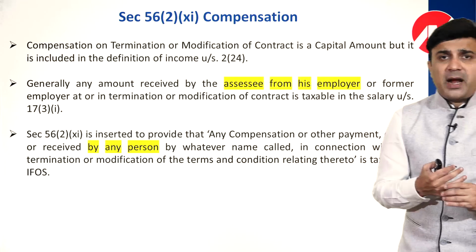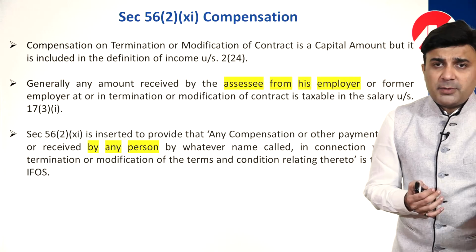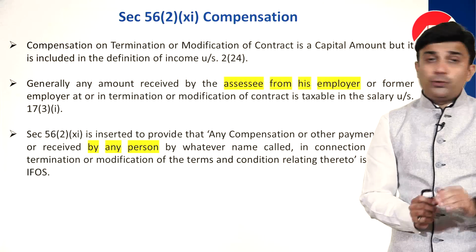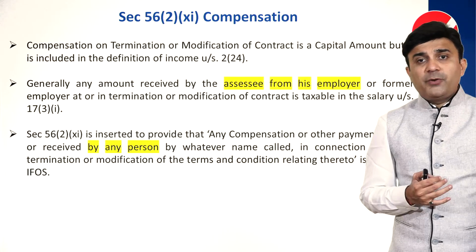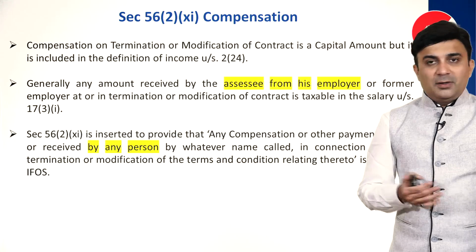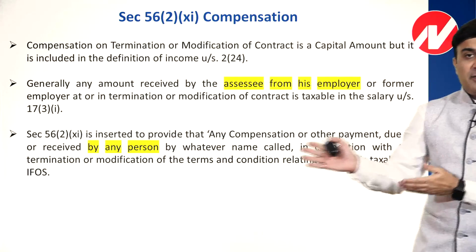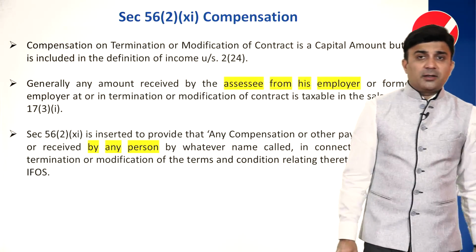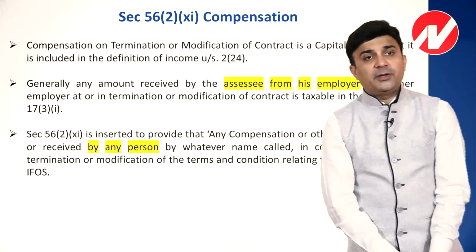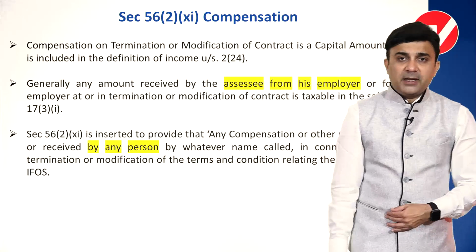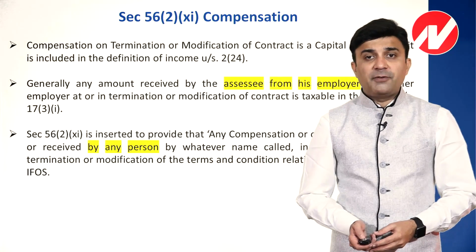But let us assume that such termination or modification compensation is received by the relative of the employee due to X, Y, Z reason. The argument forwarded by them was that we are not receiving it from our employer or former employer; we are the relatives of the employee, receiving on behalf of the employee. We should not be taxed under salary, and there is no mechanism for taxing it under income from other sources, so it should not be taxable to us at all. To overcome this controversy, it has been provided that 56(2)(11) is applicable and relatives would be taxed under 56(2)(11).